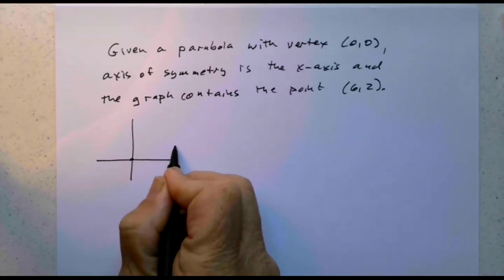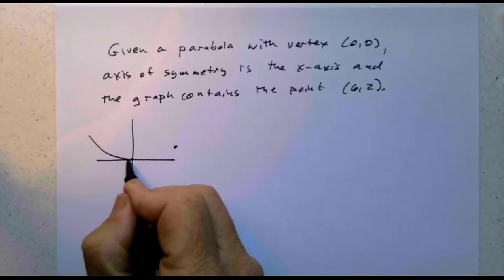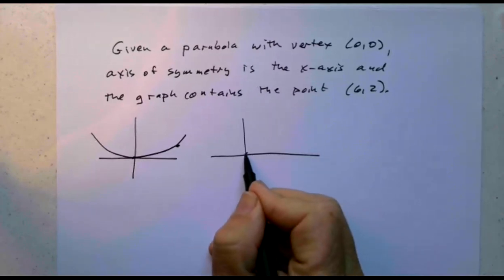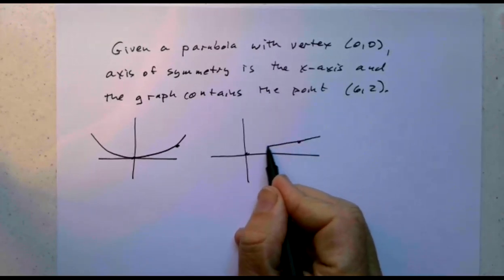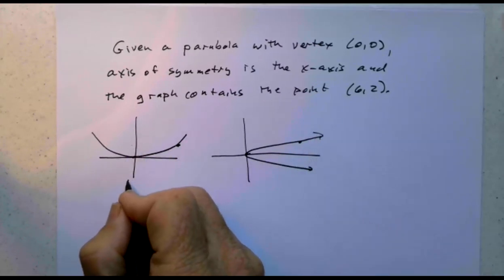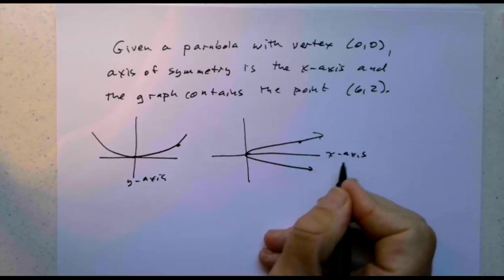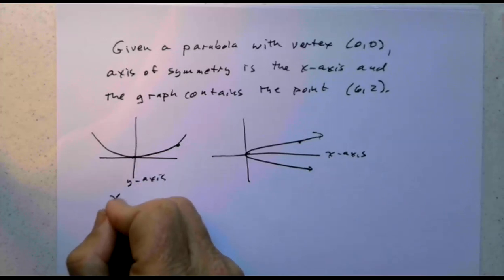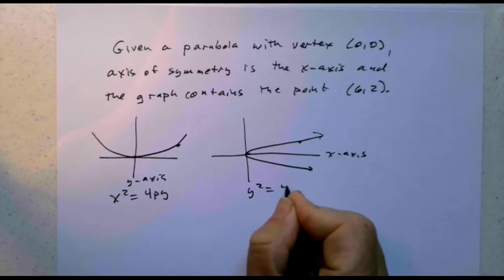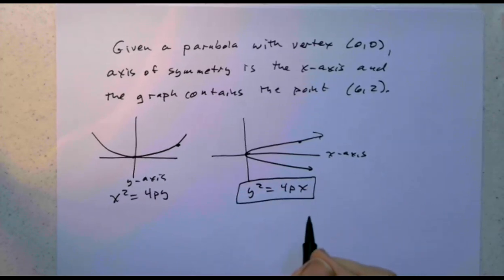So 6, 2 is here. And again, you could have two different parabolas. You could have one heading like this, or you could have one heading like this. You'll notice the difference is the axis of symmetry. This one has a y-axis of symmetry. This one has the x-axis of symmetry, which is what we're looking for. This example is x squared equals 4py. This one is y squared equals 4px. So this is the model that we want to work with.